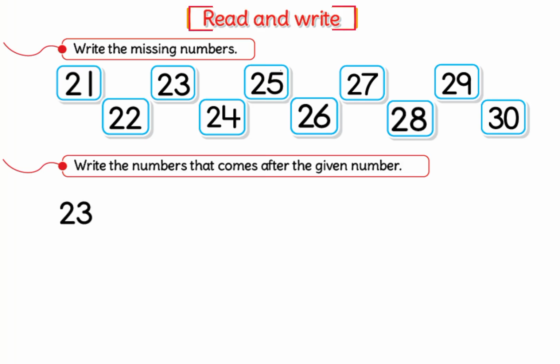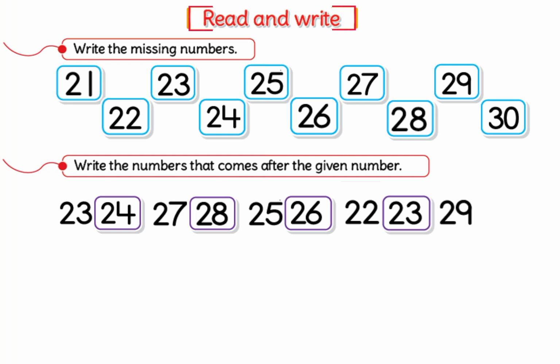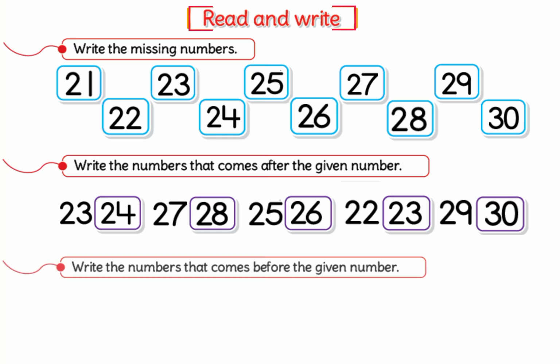23, 24, 27, 28, 25, 26, 22, 23, 29, 30. Write the numbers that come before the given number.